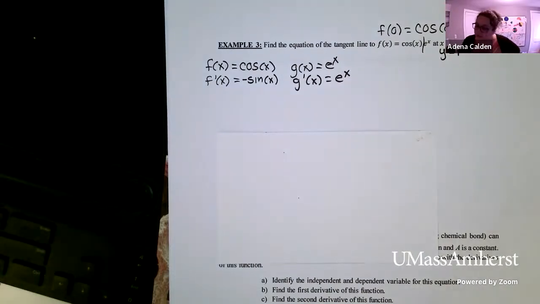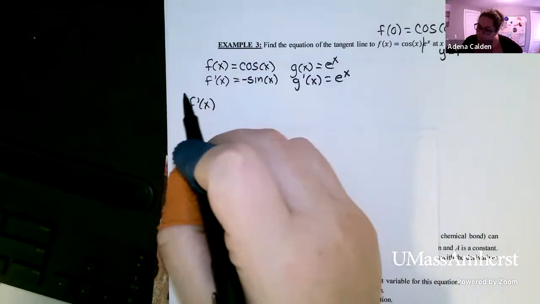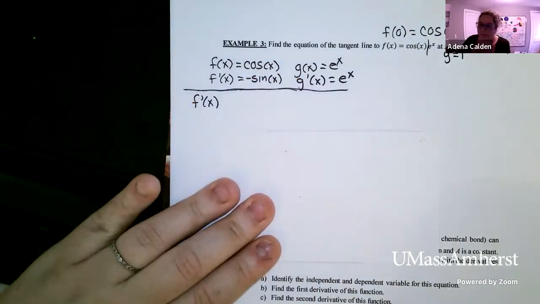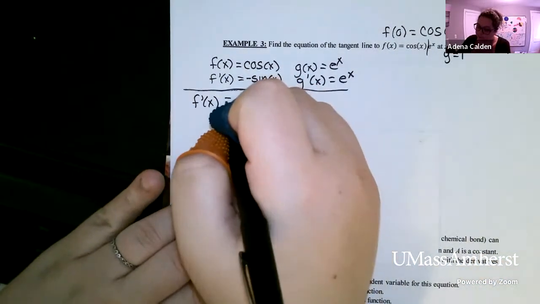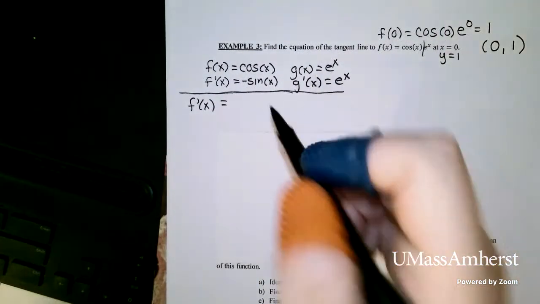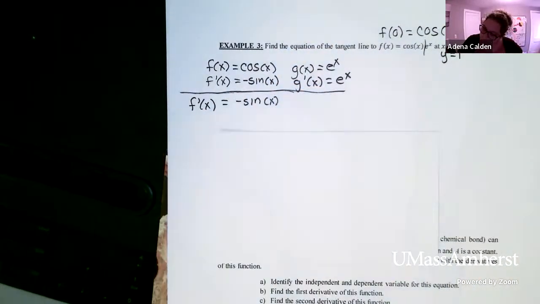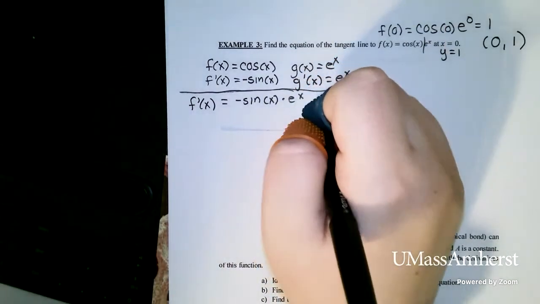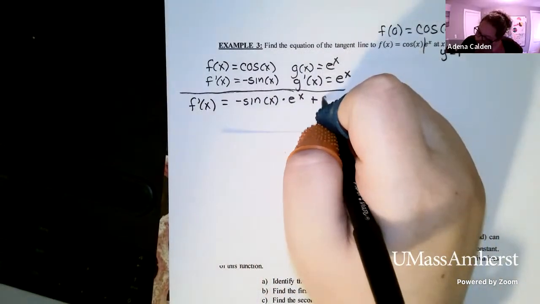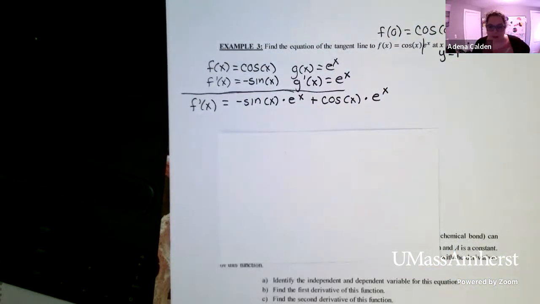So when I put these together to get the derivative of the whole function, which I'm calling f, so don't be confused, this f and f prime are part of the formula, and now I'm putting it together to get the derivative of the full thing. So here, again, I'm going to do f prime of x times g of x. So negative sine x times e to the x plus f of x times g prime of x. So cosine x times e to the x.